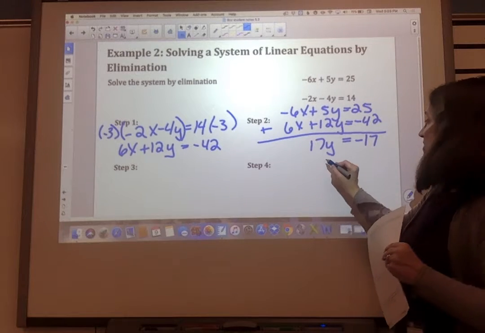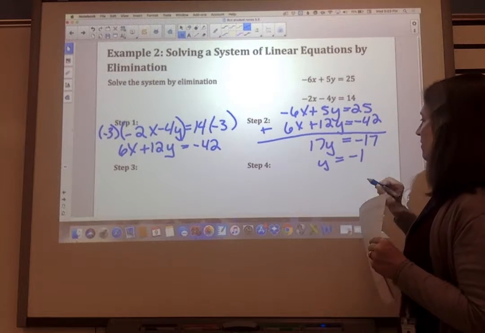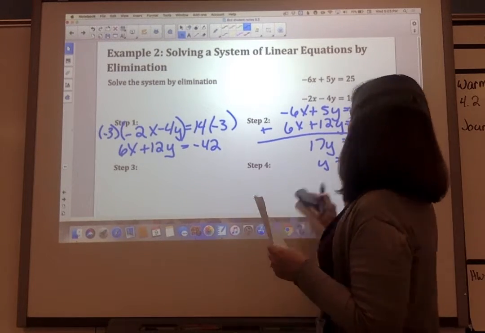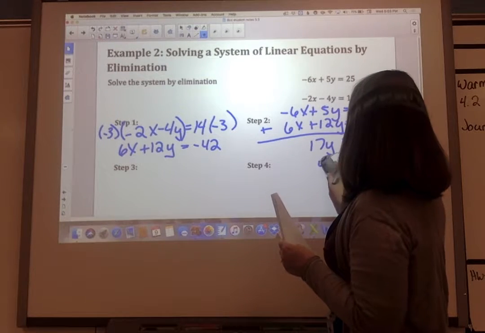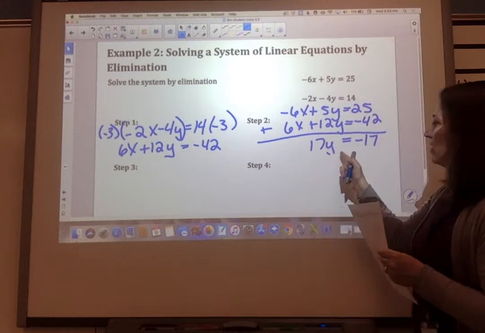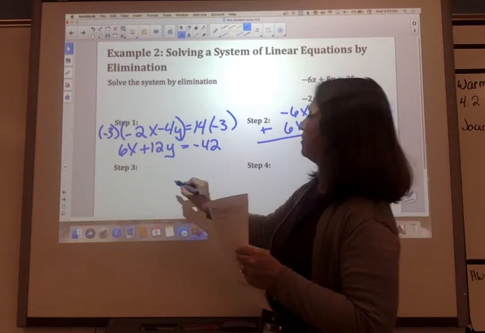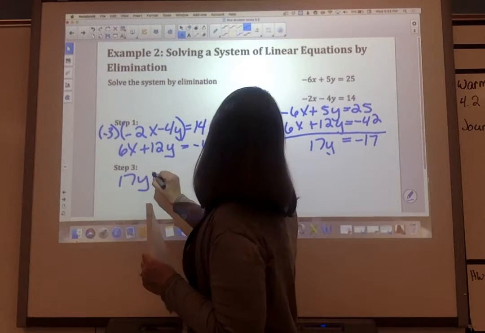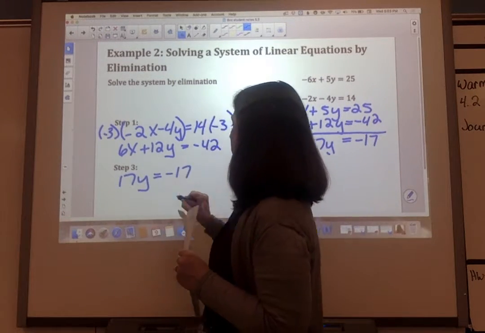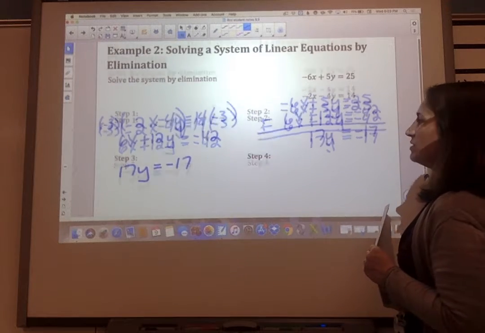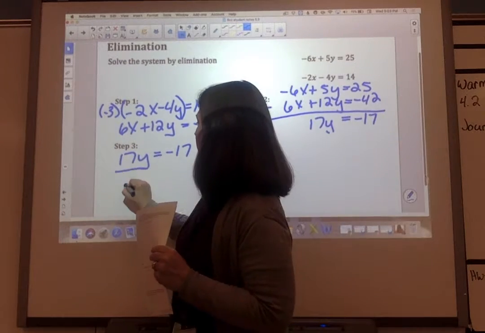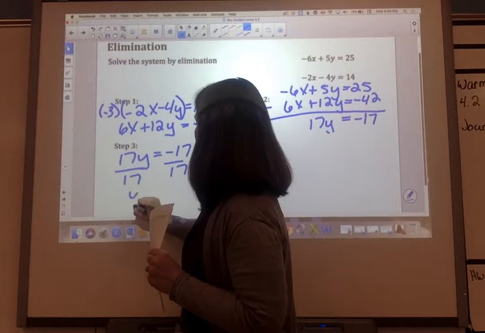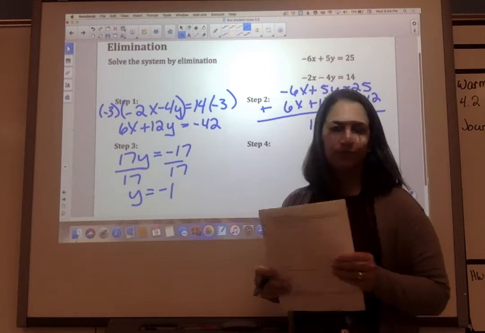I'll divide by 17 and get y equals negative 1. Oops, sorry, that was step 3. I got ahead of myself here. So I'm going to take this equation that I ended up with from step 2, 17y equals negative 17. Now I'll divide by 17 on both sides and get y equals negative 1.